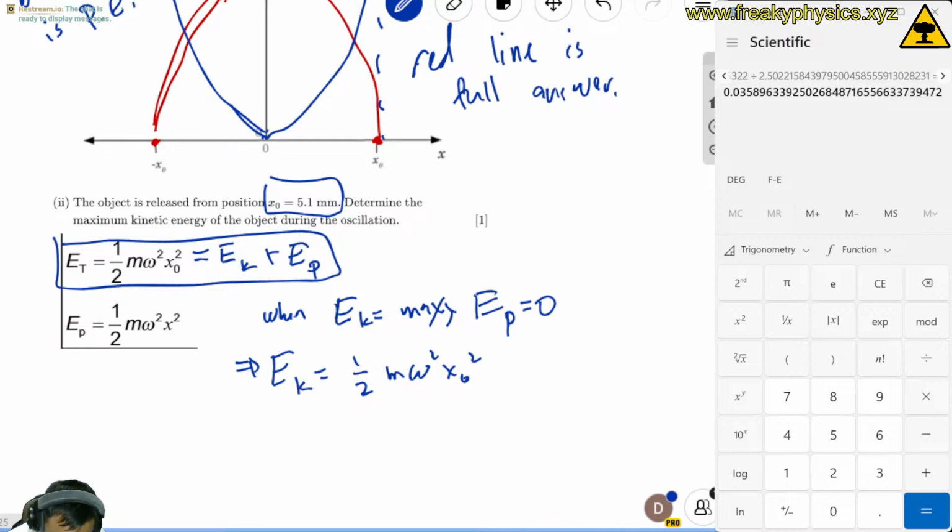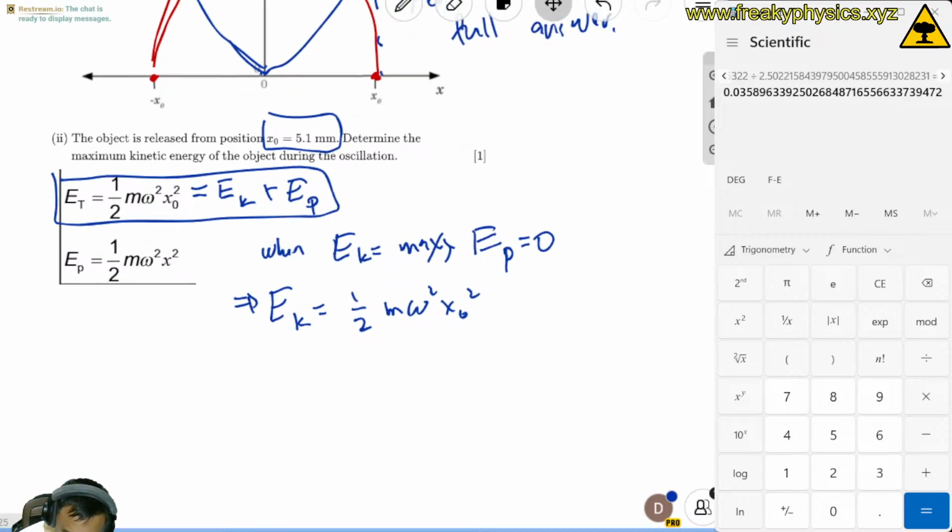You see here in the total energy, it's x0. That's the amplitude. The EP would be wherever x is. Now, if the x here is the amplitude, then that means the kinetic energy is the total energy, and then the kinetic energy there is 0.